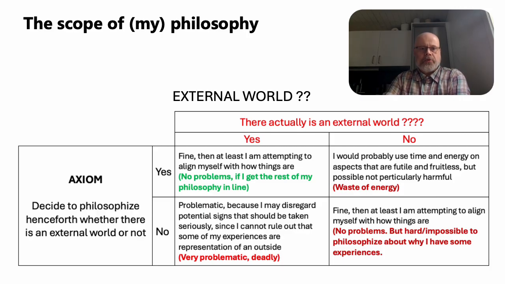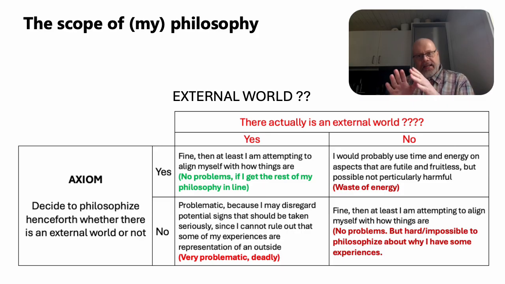So what I'm doing in the first one is, yes, I'm going with the idea that there is an external world, and there actually is an external world. What would the consequences be? And I write that, fine, then at least I'm attempting to align myself with how things are. So there are actually no problems as long as I get my philosophy in line. If I make a stupid philosophy, I'm possibly equally as screwed if there isn't an external world. I don't know, but you know.